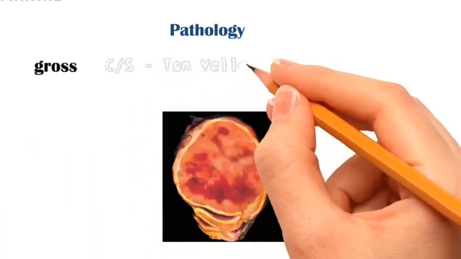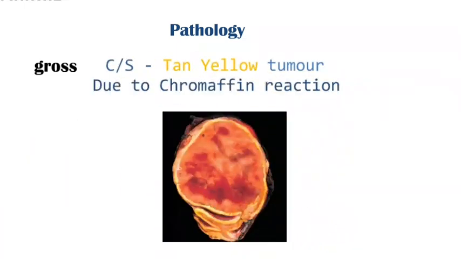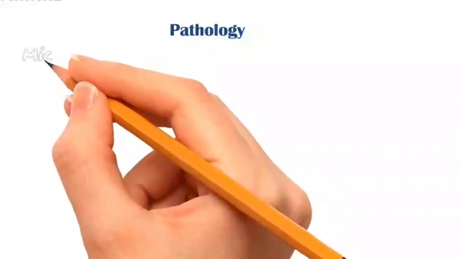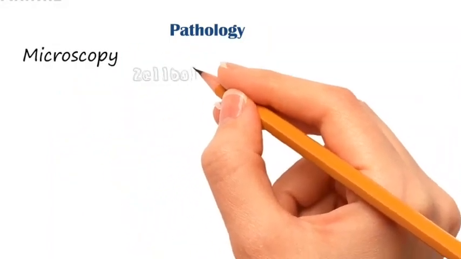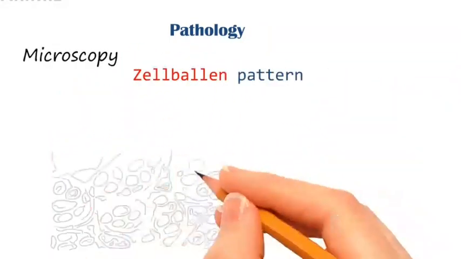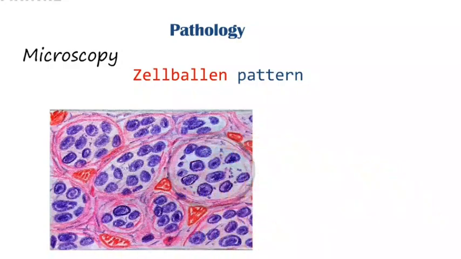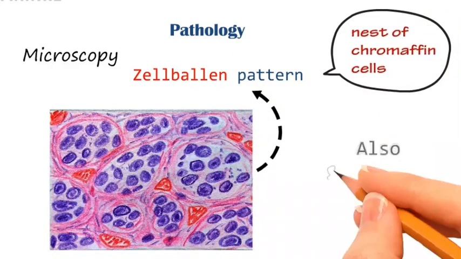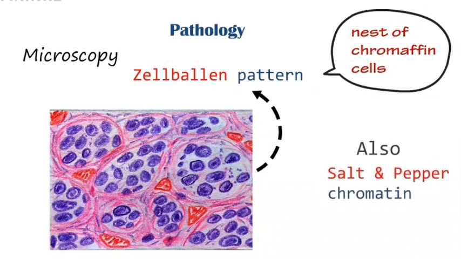Looking into the pathology, the cut section of the gland shows a tan yellow tumor due to chromaffin reaction with areas of hemorrhage and necrosis. Microscopically, a Zellballen pattern is seen. Zellballen pattern is a nest of chromaffin cells, and also salt and pepper chromatin can be seen.